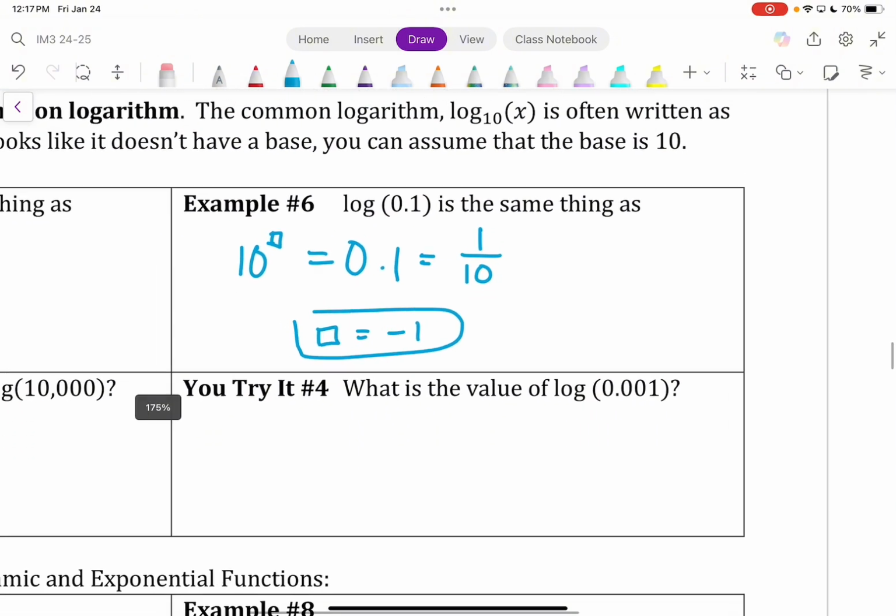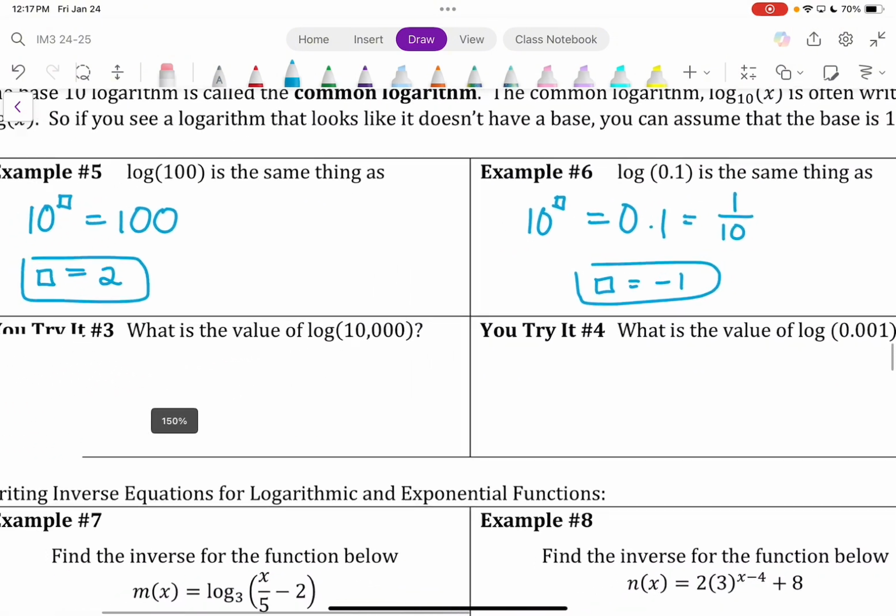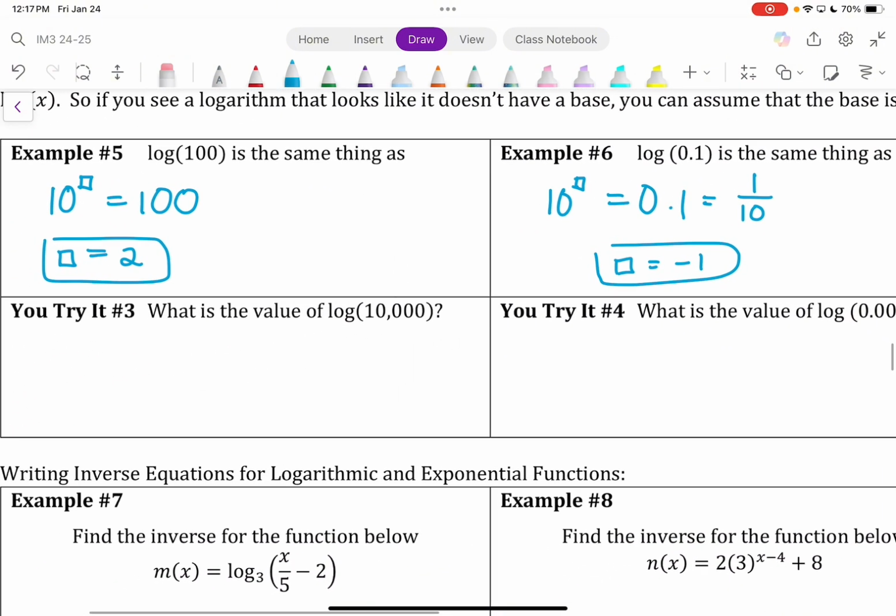Okay? All right, so let me leave those two up there. I'll have you guys try out number 3 and number 4. And I'll put up the answers in just a second. But go ahead and try these out. Take about 1 to 2 minutes for this.